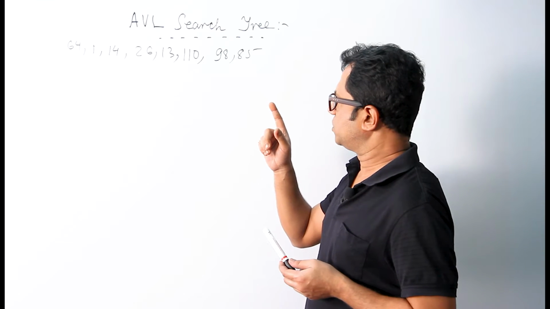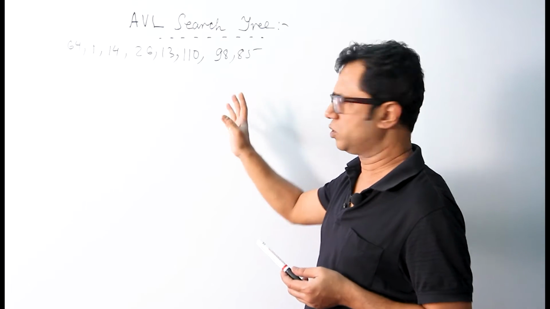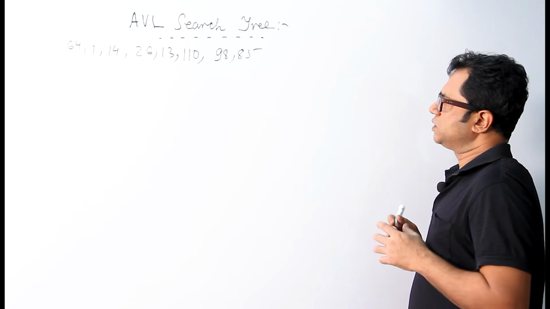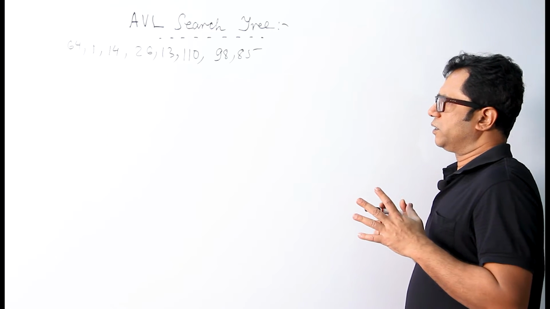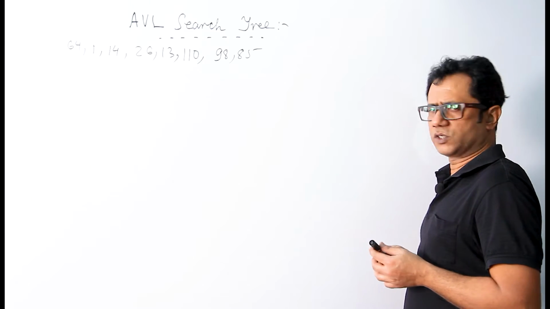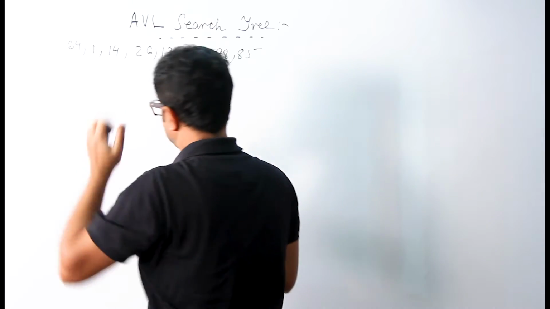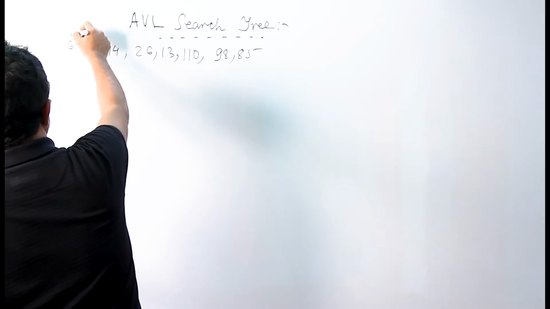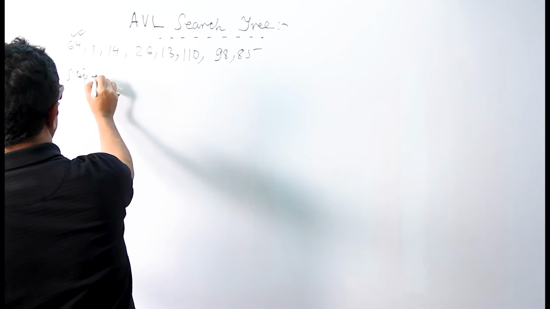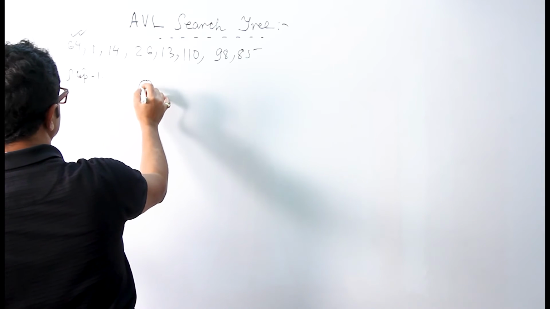So first I will start with the value 64, then I will insert 1 and 14 and so on, until we get an AVL search tree which fulfills all the conditions of the AVL search tree. So in step 1, we will just insert 64.